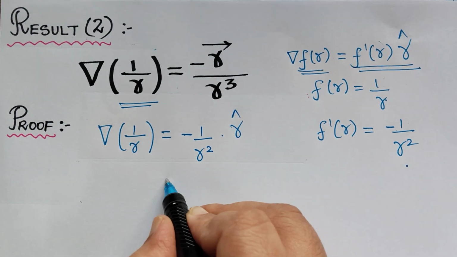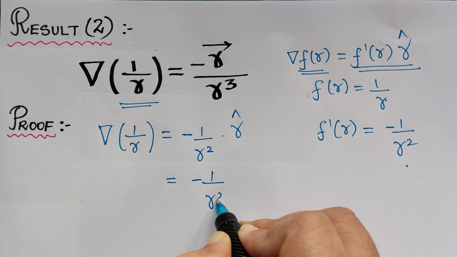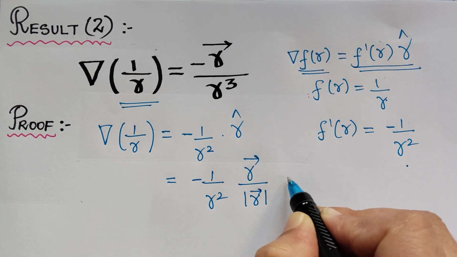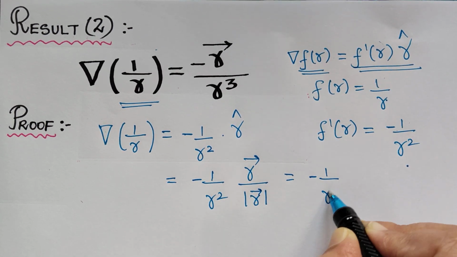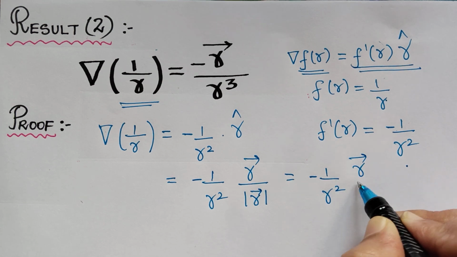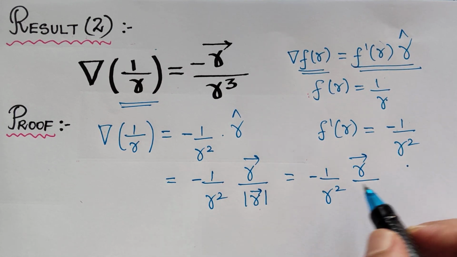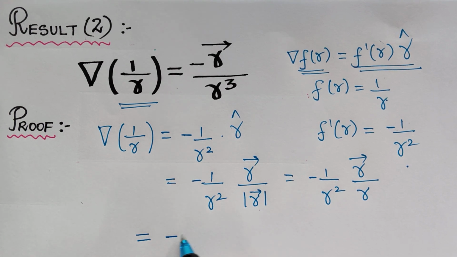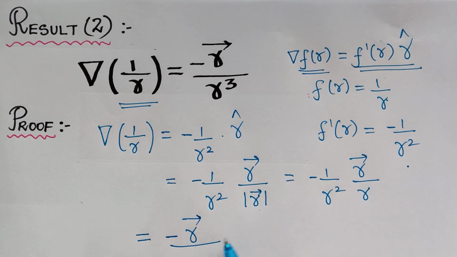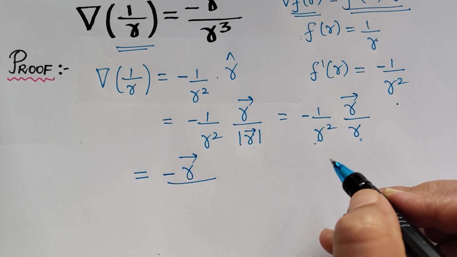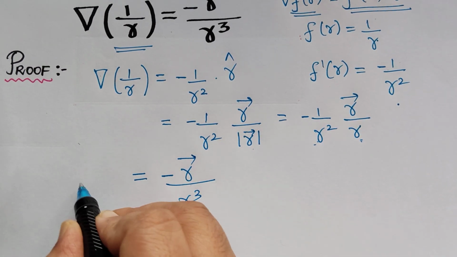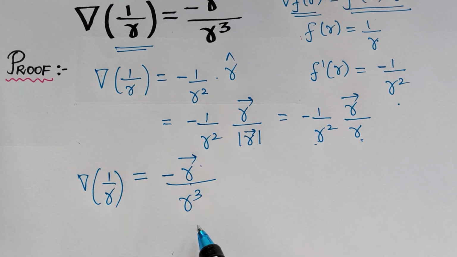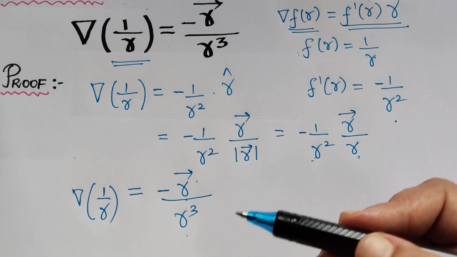But what is r cap? r cap is r vector divided by modulus of r vector, which will be equal to minus 1/r², r vector divided by, what is modulus of r vector? It is r. So therefore finally we get the answer to be minus r vector divided by, multiplying these two, we get r³. So therefore ∇(1/r) is equal to minus r vector by r³. Hence we have proved the required result.